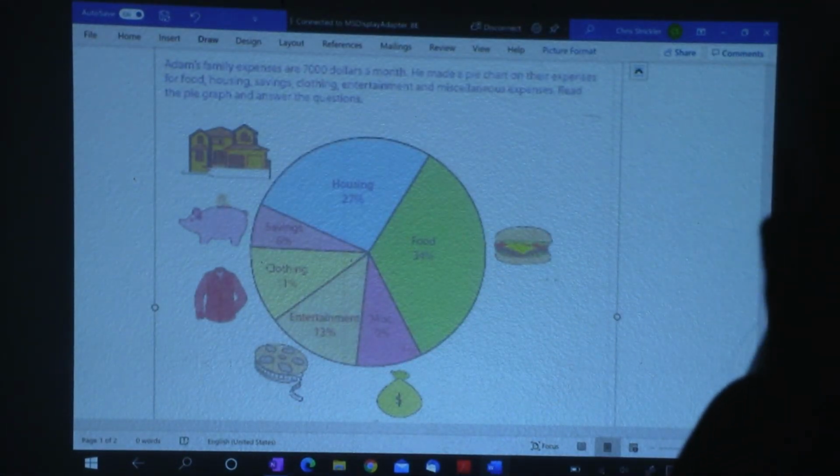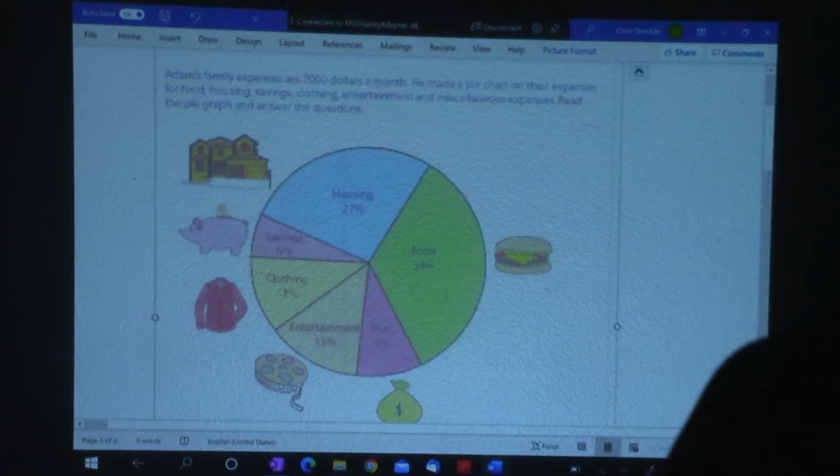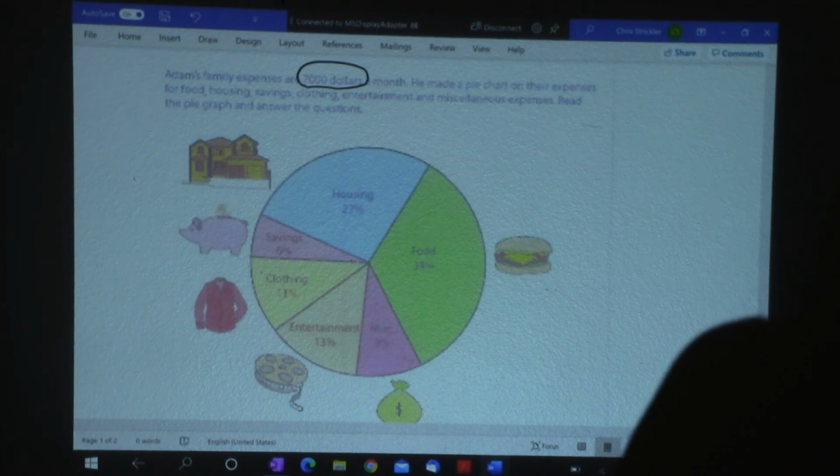Rosie, come here. Okay, so on the screen, I sent you 2 class worksheets, and it has a picture like this. We're going to go through this together. This is a circle graph, and this is what it says. The Addams family expenses are $7,000 a month. He made a pie chart on their expenses for food, housing, savings, clothing, entertainment, and miscellaneous expenses. Read the pie graph and answer the questions.